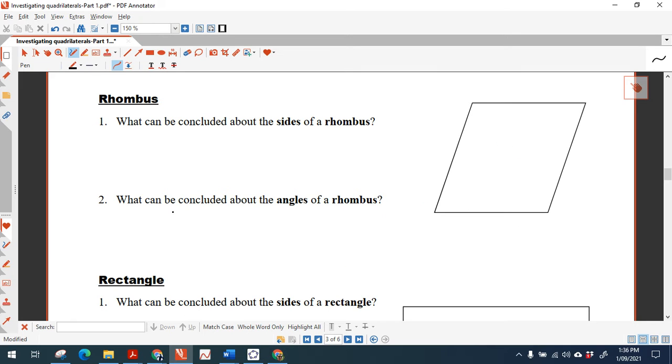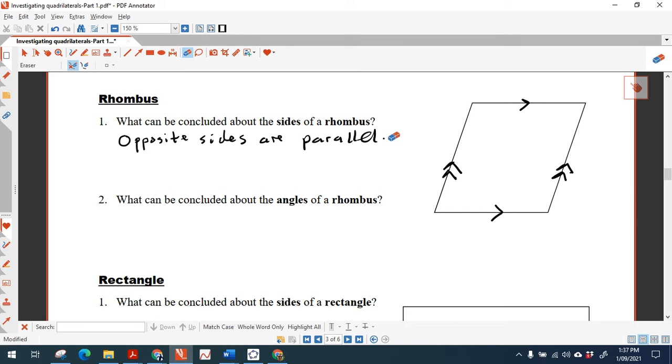Okay, so for the rhombus, we're going to write down the opposite sides are parallel. Okay, so let's put that on the diagram. So we've got a single pair of arrows there to show that these two sides are parallel, and then double arrows here and double arrows here to show that those two opposite sides are parallel. Okay, now I'm just going to get rid of that full stop there.